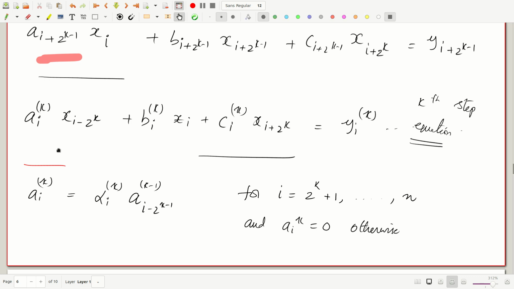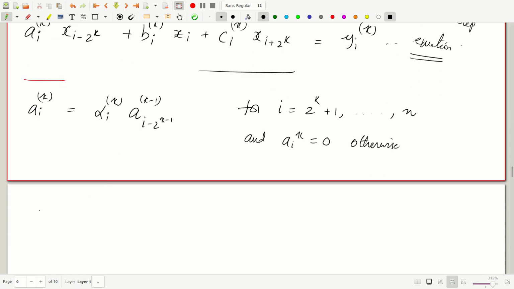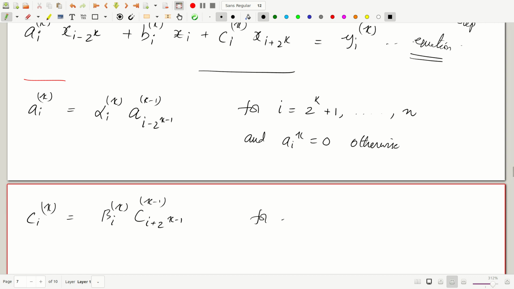Similarly, we have to write a, b, c and y formulae, and then of course later on we have to write for alpha and beta, just like we have done before. Okay, and then c_i^k equals beta_i^k. You can derive all these things. Okay, I'm just not doing the final derivation part. c_{i+2^{k-1}}^{k-1}. Okay, so this is valid for i belongs to 1, 2 all the way to n minus 2^k. Okay, and c_i^k equal to 0 otherwise.